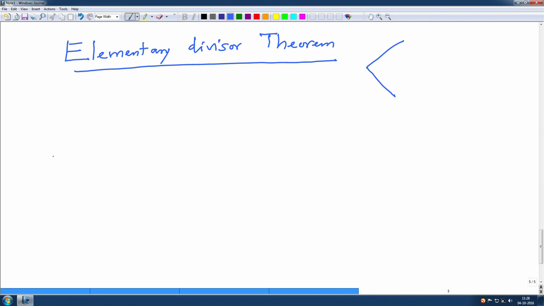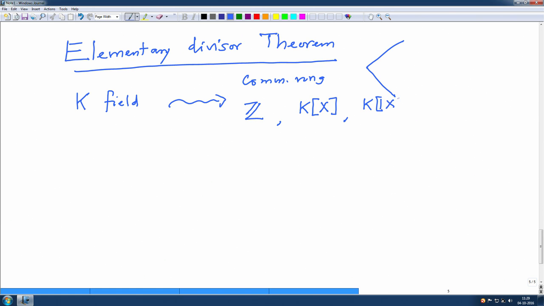not a field. So, I want to replace a field by a nice ring, a commutative ring. So, Z, the integers, will give us applications to solving linear Diophantine equations, or also I will replace it by a polynomial ring over a field in one variable, k[x]. This is a polynomial ring over a field k in one variable x, or also I will replace it by a power series ring in one variable over a field. This is a formal power series ring.